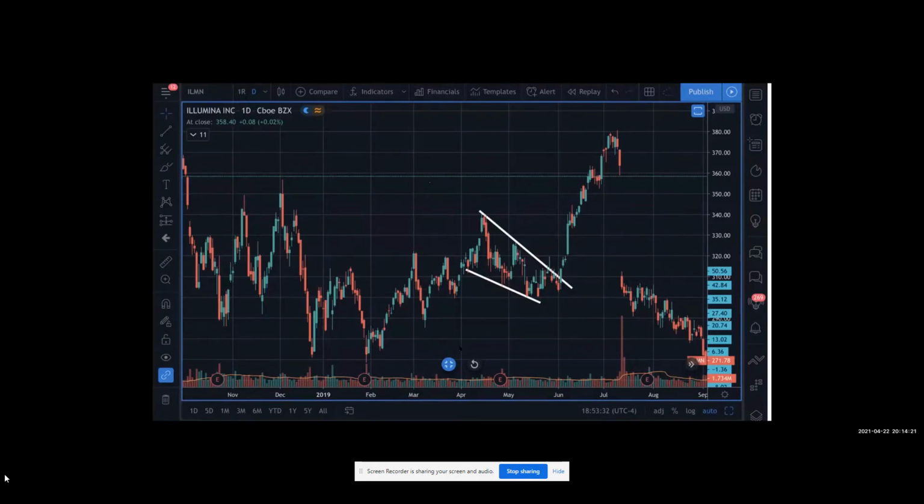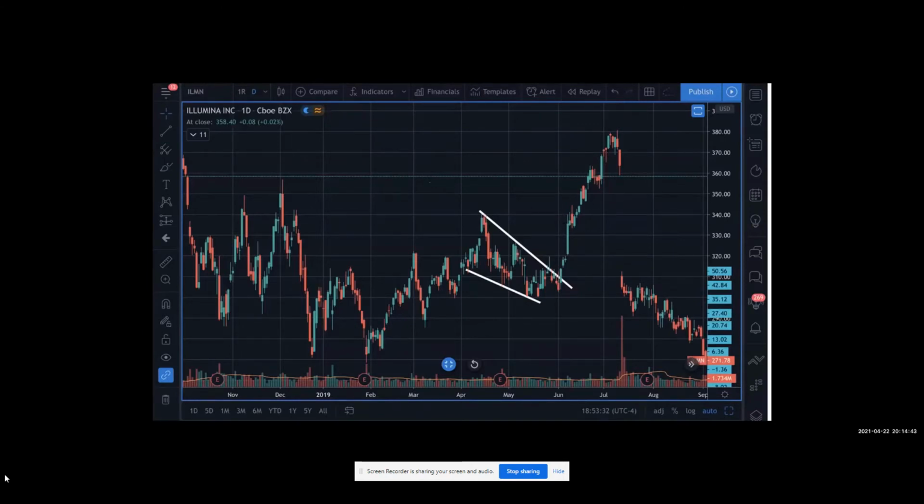This is a falling wedge. So we have 1, 2, 3 touches of support, 1, 2, 3 touches of resistance. The duration lasting what? 3 months. And then look at that. So what was this? Boom. Yep, volume on the breakout. And then it just went crazy, right?